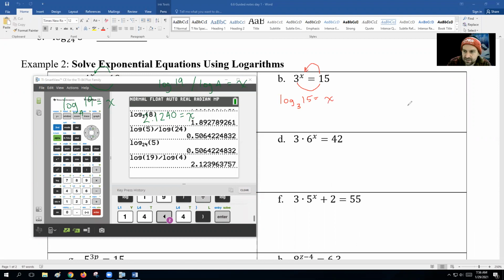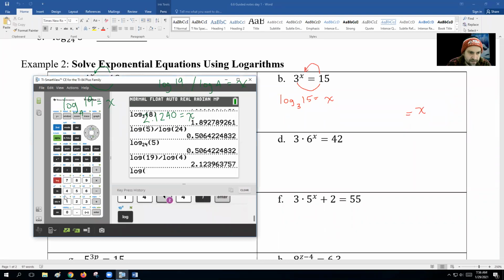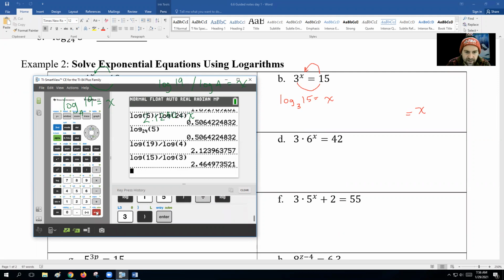All right, so let's type this into the calculator. Remember, we always do the big number divided by the small number there. So log 15 divided by log 3. Now, if you don't like that, you can use the log A or the log base button. You just have to find it. And we get 2.46. If we round that up, that'd be 50. Okay. Next, let's move on.